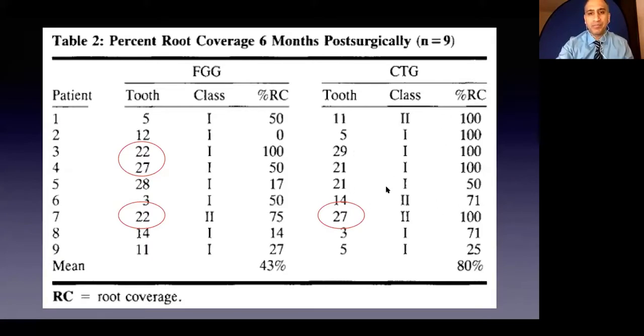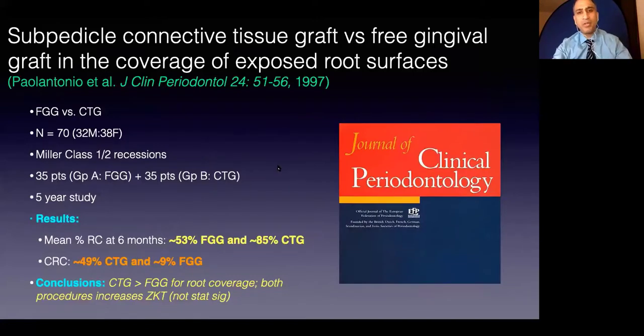The second study by Paolucci and colleagues in 1997, they again did a head-to-head study, free gingival graft versus connective tissue grafting, and very similar to the study that I just showed you by Jahnke and colleagues, they found that there was significantly more success with a connective tissue graft at 6 months for root coverage than for a free gingival graft. And again, almost 5 times the predictability for complete root coverage with a connective tissue graft versus a free gingival graft. And once again, connective tissue grafts are better than free gingival grafts for root coverage, and both procedures increase the zone of keratinized tissue.